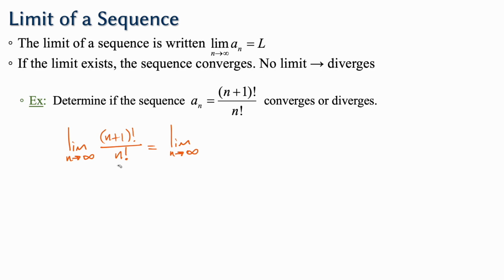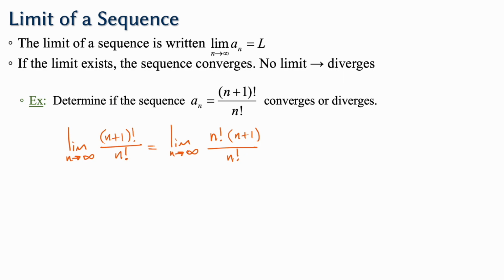Now remember, factorial just means that you're multiplying n times 1 less, times 1 less, times 1 less, eventually until you get to 1. (n plus 1) factorial means that you're multiplying n plus 1 times 1 less, times 1 less, times 1 less, right? So what we can do in this case is rewrite (n plus 1) factorial as n factorial times (n plus 1). Because again, what that is doing is saying this is n plus 1 times n times 1 less, times 1 less, times 1 less.